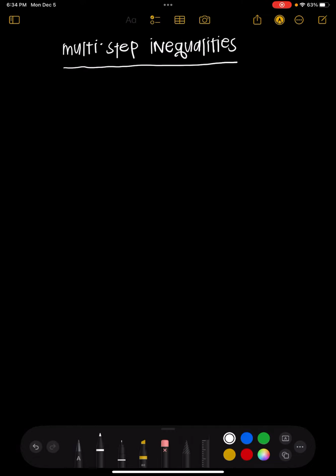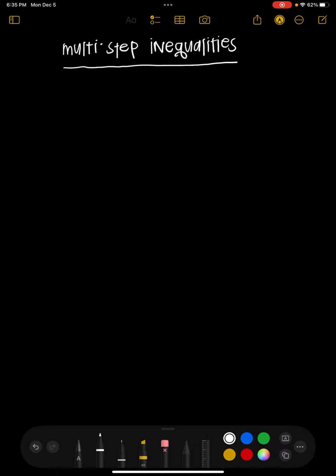Hi everyone, so today we're going to be talking about multi-step inequalities and how to solve and graph them. Multi-step inequalities are really close and similar to just one or two step inequalities. Same thing as the equations. The biggest difference between inequalities and equations is that when we divide or multiply by a negative, it flip-flops the inequality sign, but we'll go through an example with it.